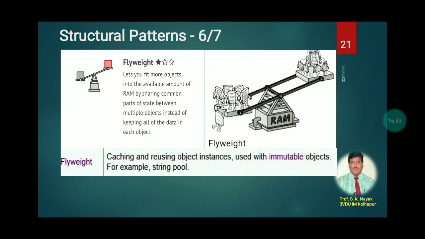Next we will have the flyweight design pattern. As you can observe here, it lets us fit more objects into the available amount of RAM by sharing the common parts of state between multiple objects instead of keeping all of the data in each object. That means caching and reusing object instances used in immutable objects, for example the string pool.